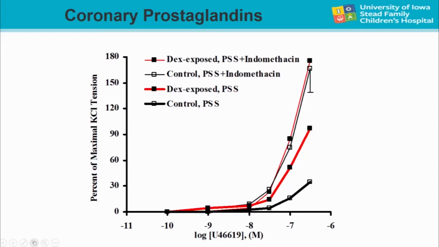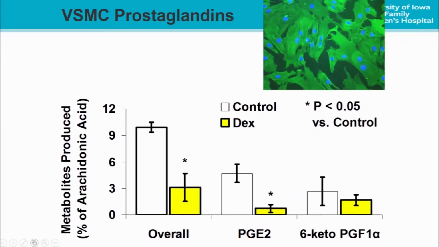So our thought there was potentially the DEX exposure was leading to an underproduction of vasodilatory prostaglandins, and with the cyclooxygenase inhibition, they both come up to the same level then. And to try to figure that out in a more accurate way, we went ahead and cultured vascular smooth muscle cells from coronary arteries. This is just an example of what we were seeing.